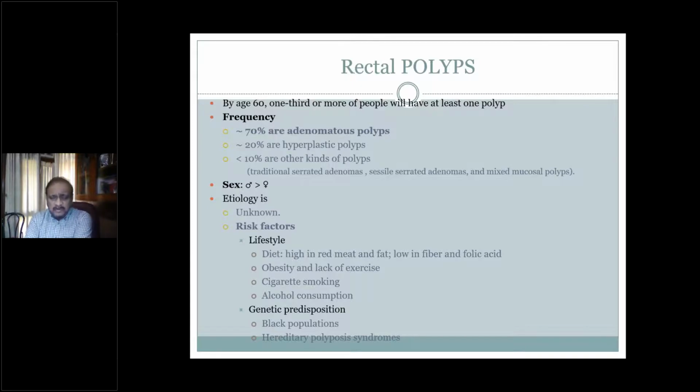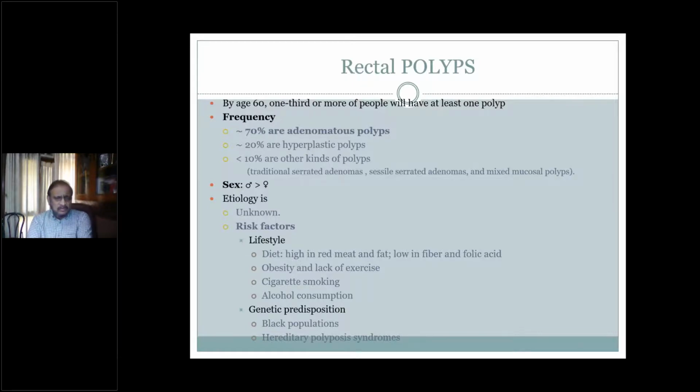And why? Because adenomatous polyps are the pre-malignant polyps, or those polyps which have got a tendency to change into malignant. And 70% is quite a high percentage. 20% are hyperplastic polyps. They again have got a very low potential for malignancy. And the remaining 10% are the other kinds, and these are basically the serrated adenomas, the sessile serrated adenomas, and mixed mucosal polyps, right? Now, the sex, usually found more in the males.